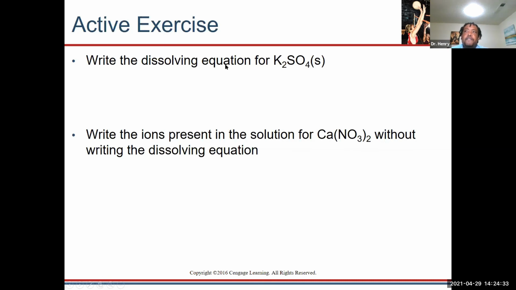Okay, write the dissolving equation for potassium sulfate. Okay, so in this case, you want to write the chemical equation for being dissolved, just like the one that was written before. So what am I going to do?